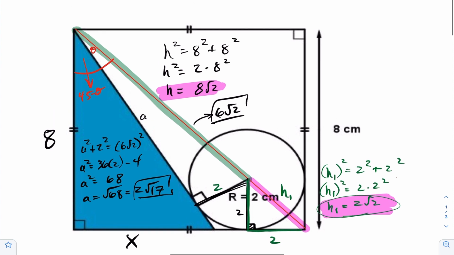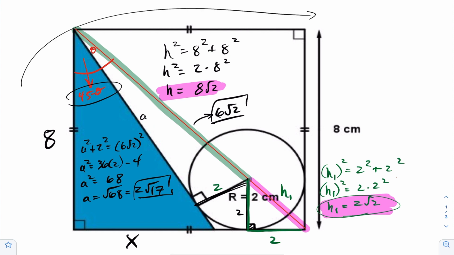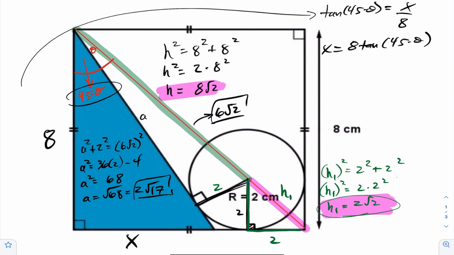And I now know that this is going to be the tan of 45 minus theta. So if we take a look over here, I know the tan of 45 minus theta must equal x, my opposite, over my adjacent. So I actually know that x is going to equal 8 tan of 45 minus theta.